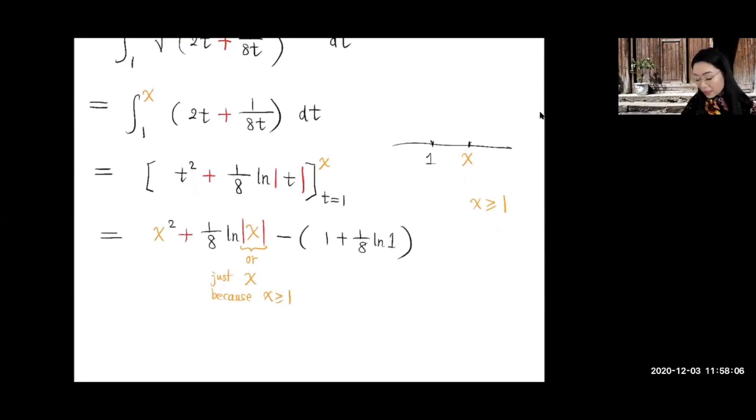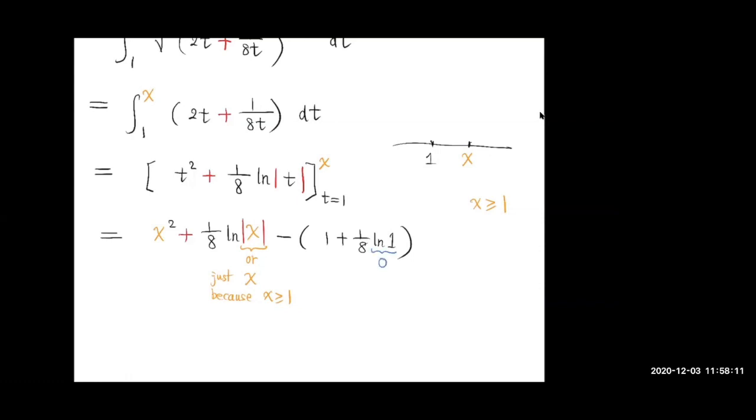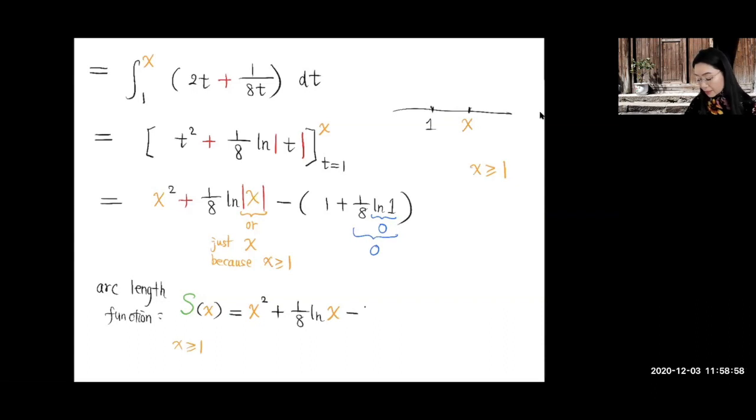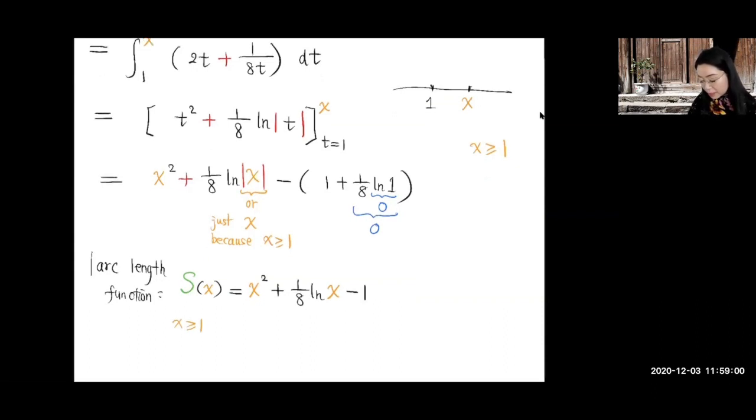And what's ln of 1? ln of 1 is 0, right? So this term will be 0. So at the end, we get the arclength function that we're looking for, which is s of x. That will be equal to x squared plus 1/8 ln of x, because x is greater than or equal to 1, and minus 1. So that will be the arclength function that we're looking for.